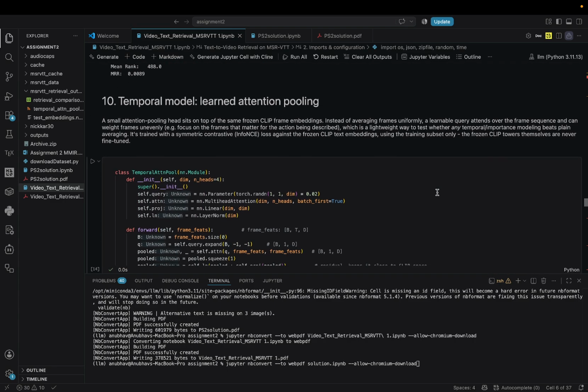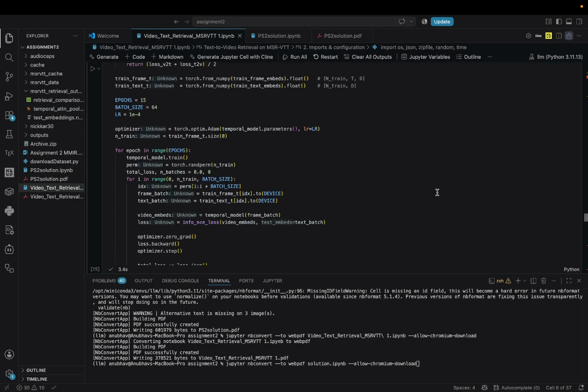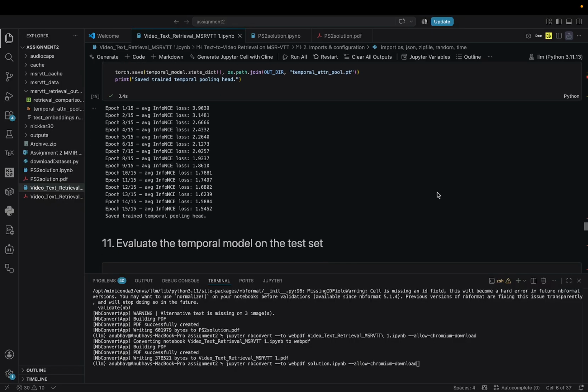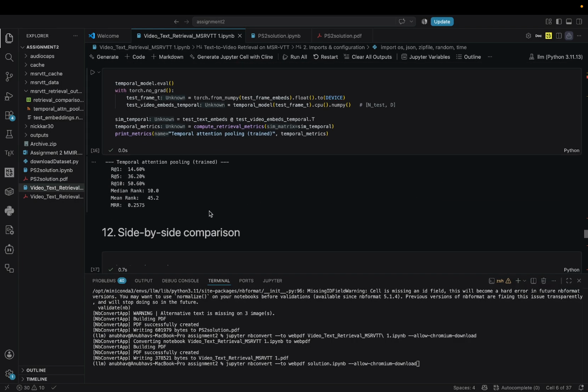Finally, to ensure a fair comparison, we evaluate both approaches using the same 1000 video test set. Their performance is measured using standard retrieval metrics like Recall at rank 1, Recall at rank 5, Recall at rank 10, median rank, and mean reciprocal rank.